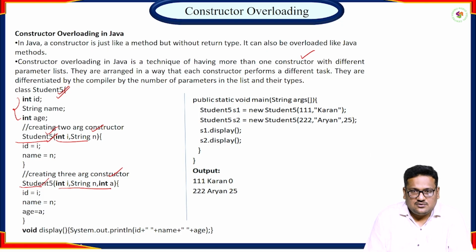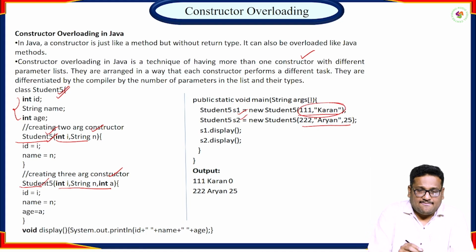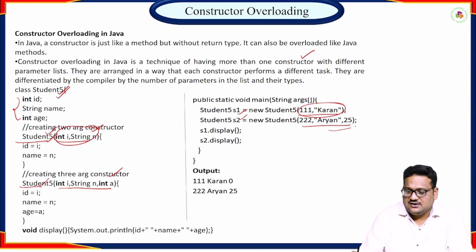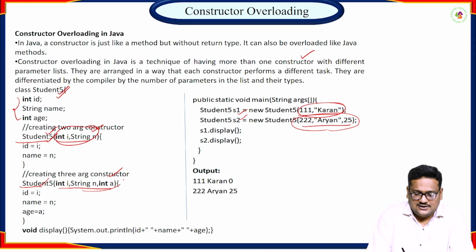So let's see how to invoke this constructor. Like in our previous program, here also I have created two objects. The first one is S1, the second one is S2. With the help of S1, I am passing these two values into the constructor. With the help of S2, I am passing these three values into the constructor. While I am invoking the same constructor called student5, when I pass these two values, the constructor which has two parameters will be invoked. When I pass these three values, the constructor which has three parameters will be invoked.